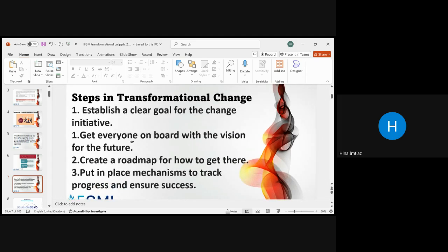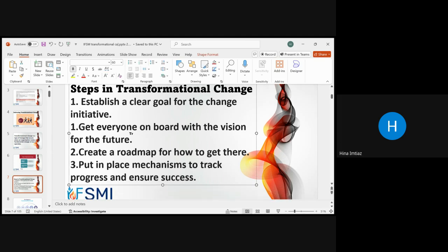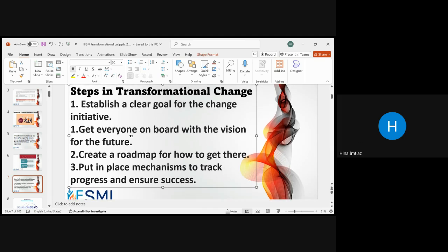And moving towards the steps in transformational change, because as I told you this is not a one day process. In that, you have to establish a clear goal for the change initiative, and you have to get everyone on board with a vision for the future: what you want, and why you are introducing such a change in your organization. So you have to bring all the team onto one page, onto one method. This is not quite an easy task. This is a difficult task, but this is not impossible.